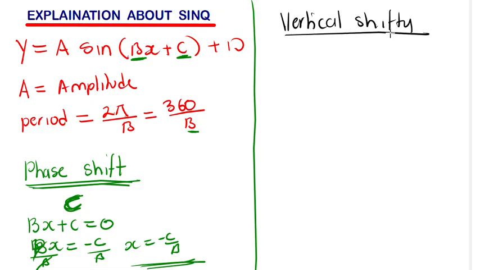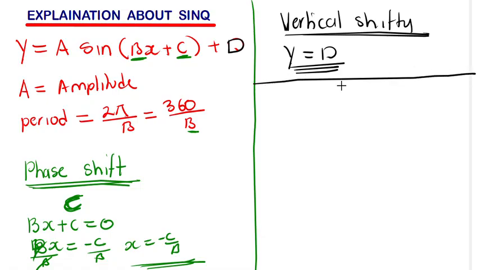So when it comes to the vertical shift, the way we calculate the vertical shift is like this. The one which is d here, right? So it is y is equal to d, in short. That is how we calculate the vertical shift.